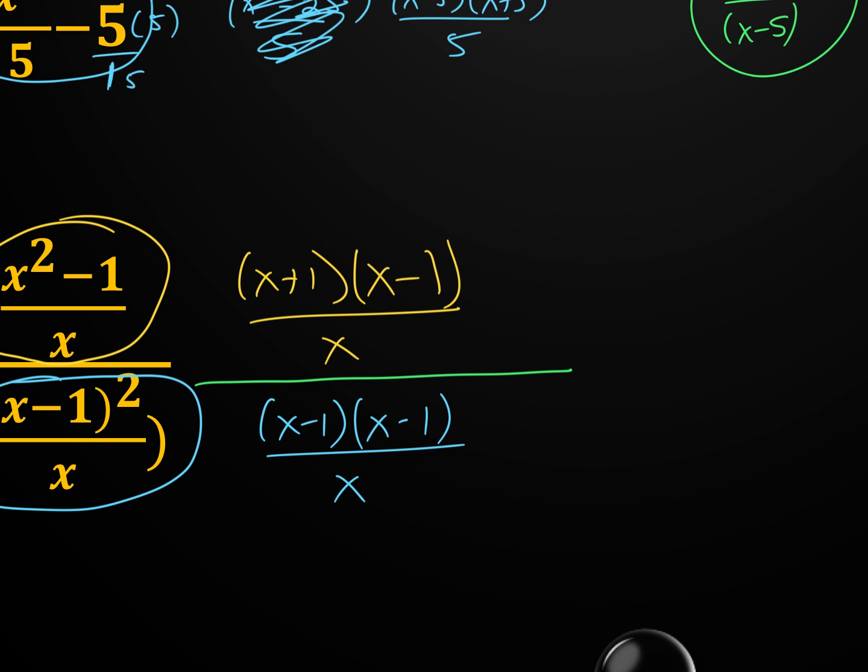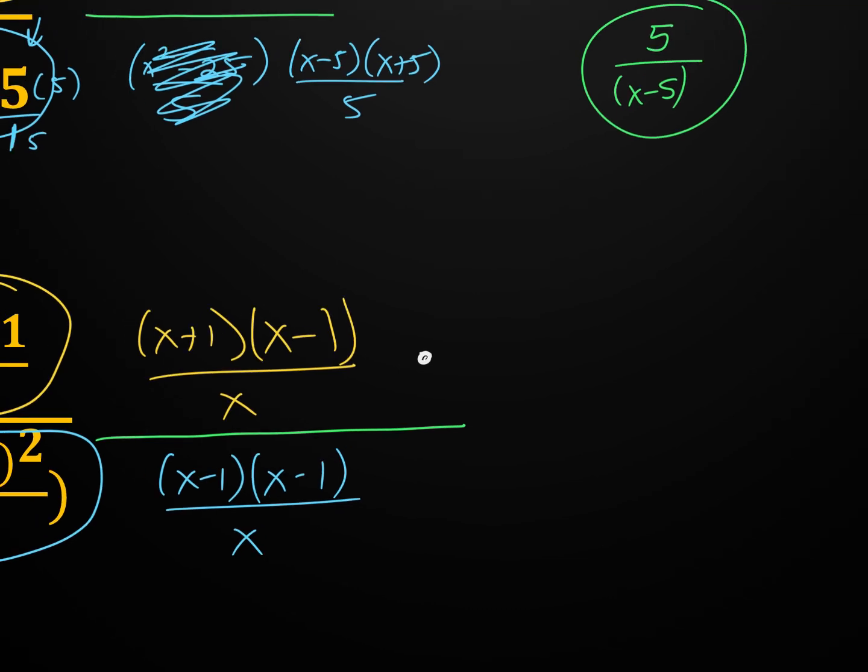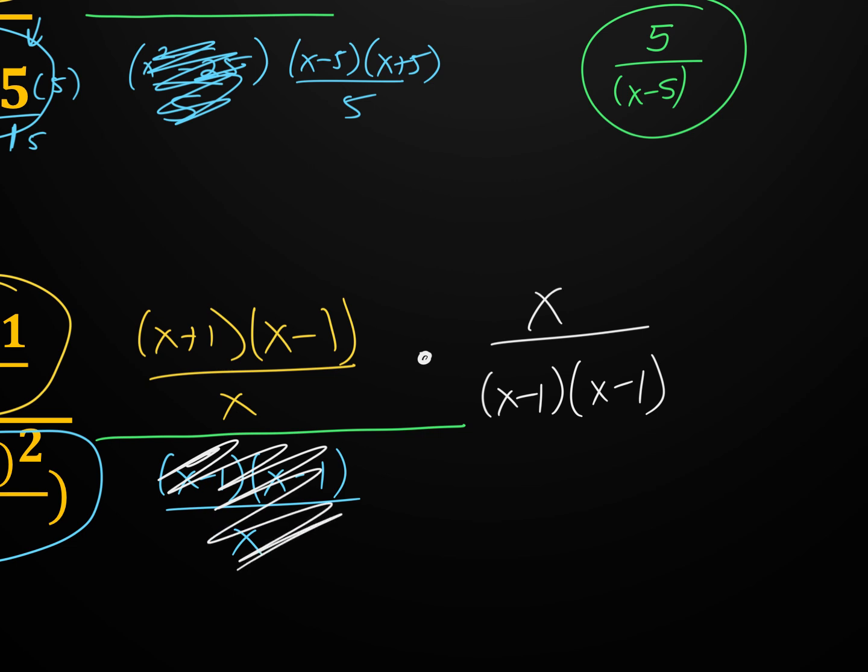So now, guys, we just have a fraction divided by a fraction. So we're going to keep, change, flip. This becomes x over x minus 1, x minus 1. Do you see anything in the numerator and denominator that is exactly the same? Yep. There's an x minus 1 and an x minus 1. Good. What else? An x and an x. Good.